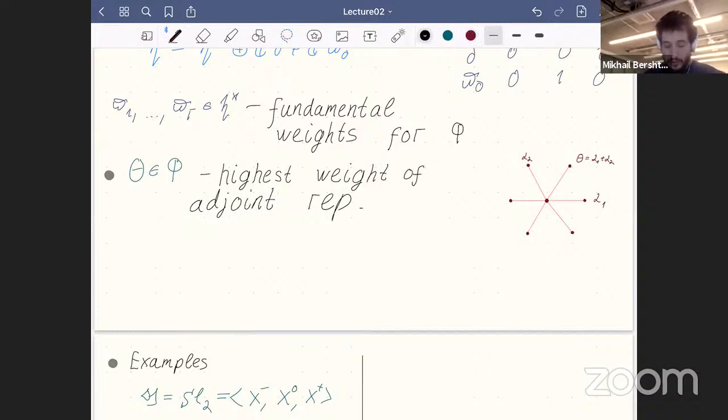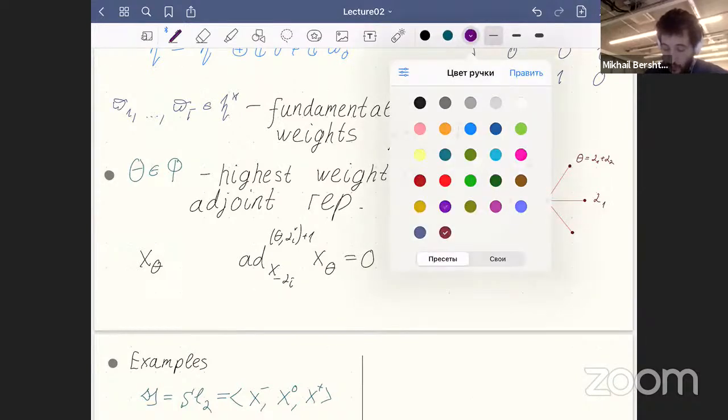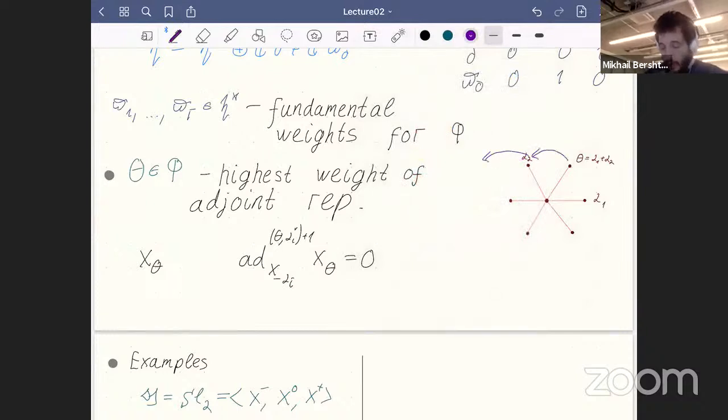Then the corresponding element, say x theta, satisfies the following property: if I apply adjoint x minus alpha i to x theta, in the power theta alpha i check plus 1, it is equal to 0. So in this picture which I drew, it means that if I apply x minus alpha 1 twice, I obtain not a root, so it vanishes in the adjoint representation.